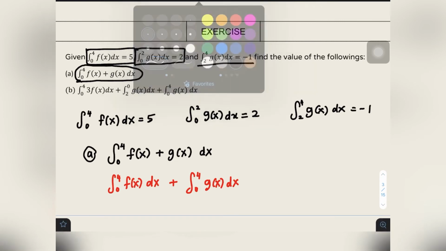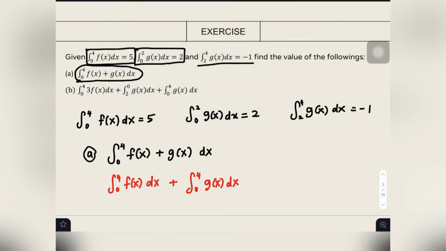So you can see the information that you have. The information already gives you the integral from 0 to 4 of f(x) dx is equal to 5. This means this one is equal to 5. No need to find it anymore. It's given to you, the value. But now we don't have any 0 to 4 for g(x) dx. We only have 0 to 2 and 2 to 4.